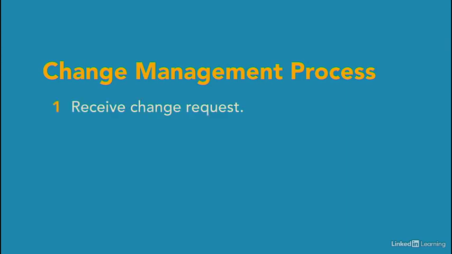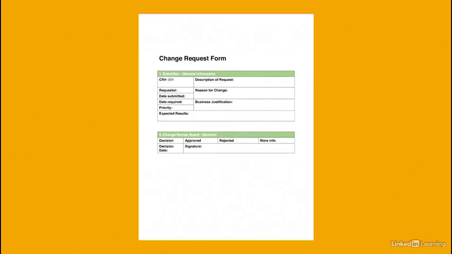The first process is documenting and submitting a change request. Use a standardized change request form that requesters fill out. It's easier to evaluate changes because each request has the information the review board needs to make decisions. Include details about the requested change, the reason it's needed, the business justification, and the results it should produce.